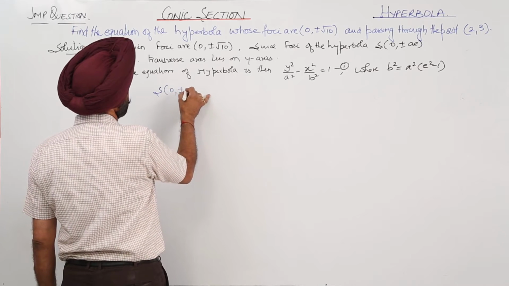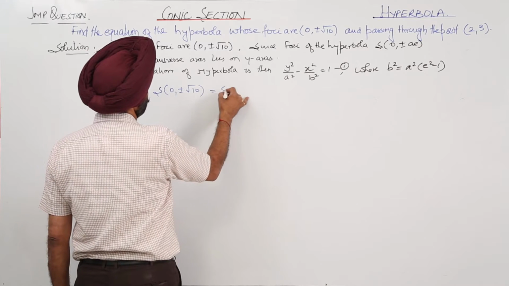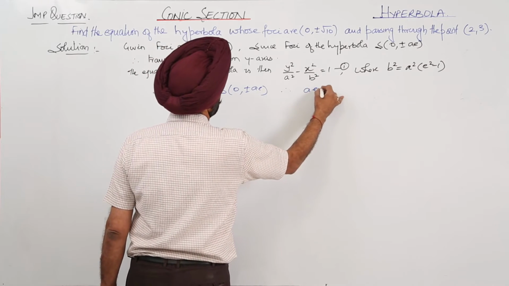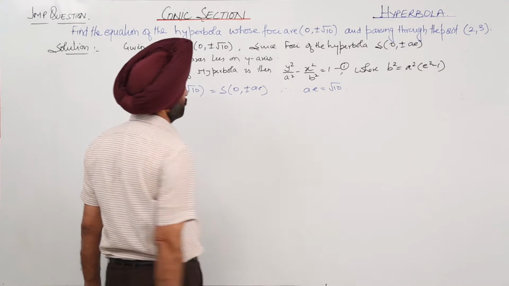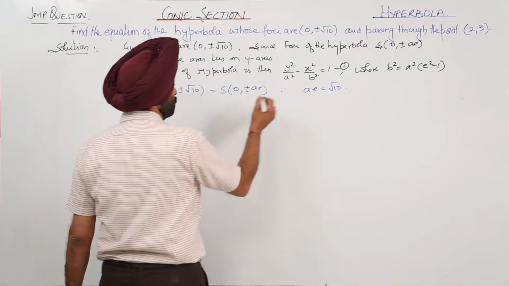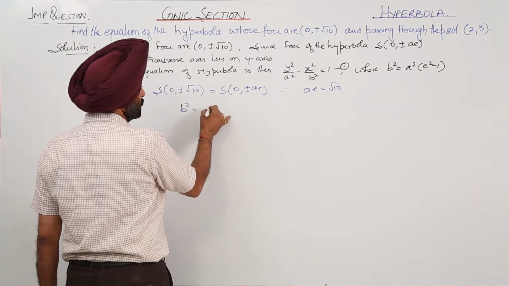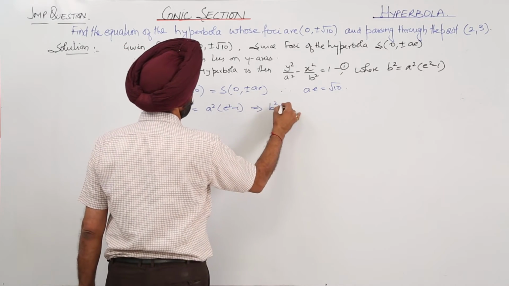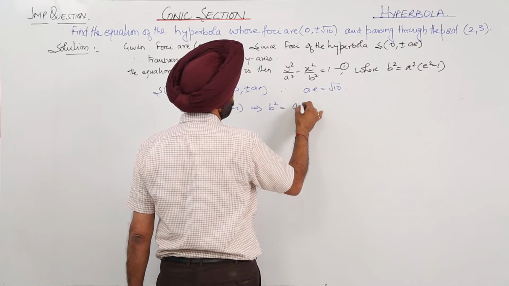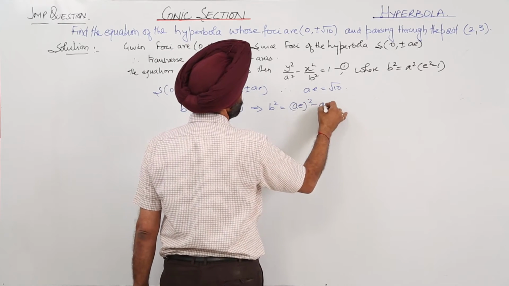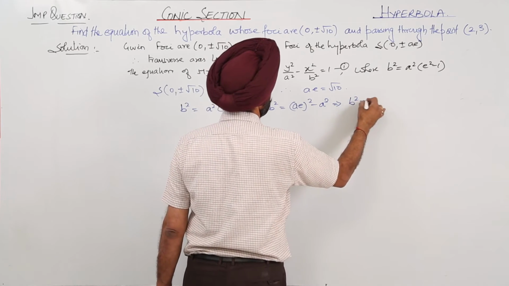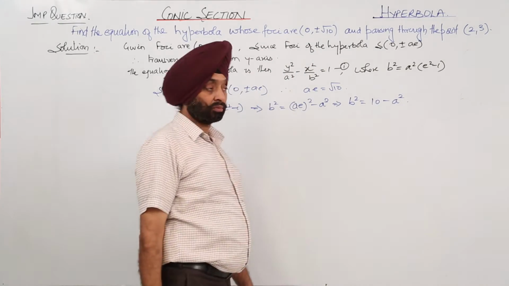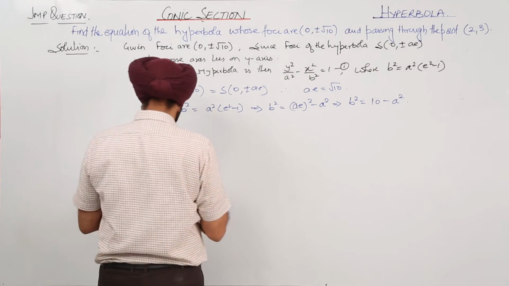Now foci is given (0, ±√10) and we are having (0, ±ae), therefore ae is equal to √10. Now b² = a²e² − a², or b² is equal to (ae)² − a². Therefore b² is equal to 10 − a². Okay.